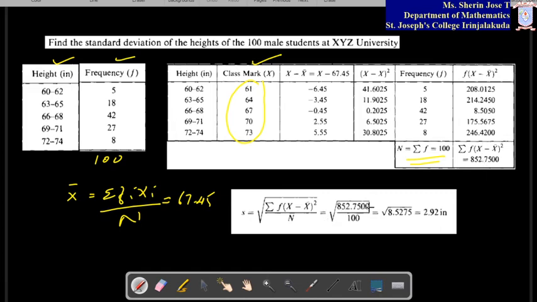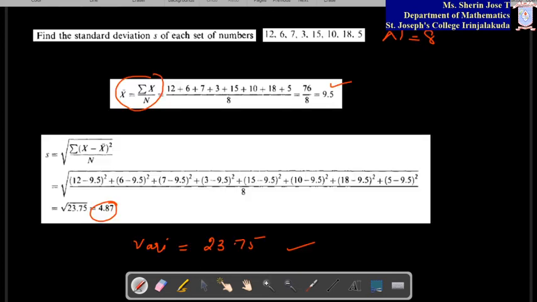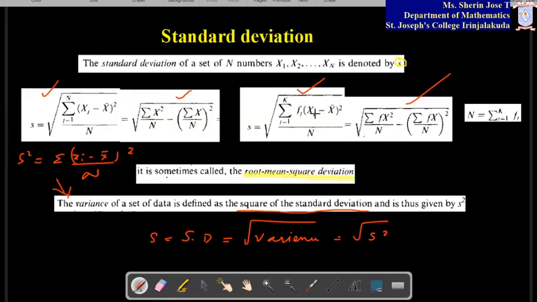Then you have to divide it by n, that is 100. So you'll get it in this way. This is your standard deviation. Variance is s square, that is 8.5275. So this is the method. The previous problems that you have done, we are using the same again and again in the coming problems as well. So here we are getting our standard deviation in this form. Hope you understood. The only thing is you have to remember this formula for frequency and the formula without frequency.